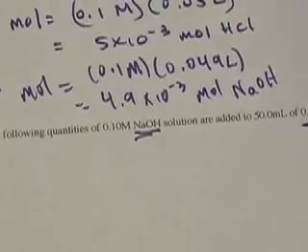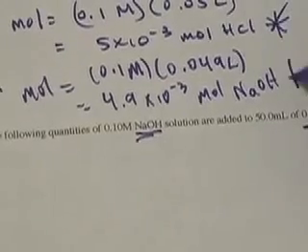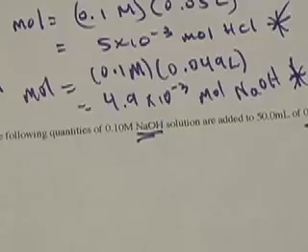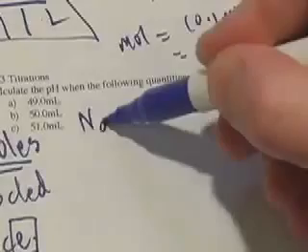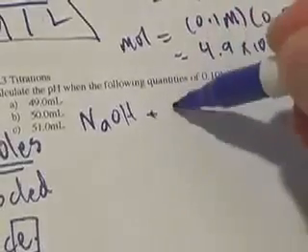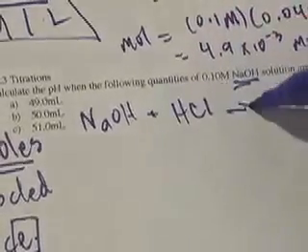So that's step number one, go to moles. Always important in a titration problem, go to moles. Step number 2, write the balanced chemical equation. So now we have NaOH added to some HCl.